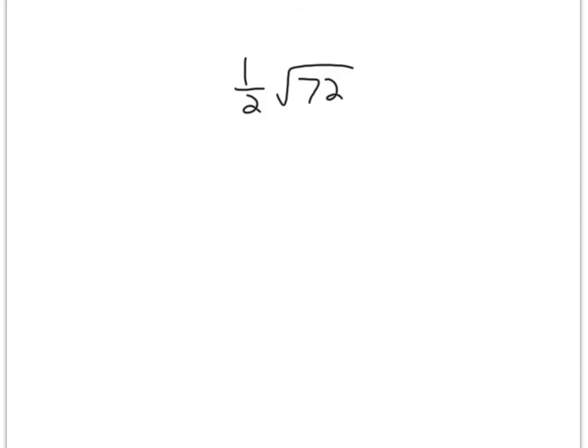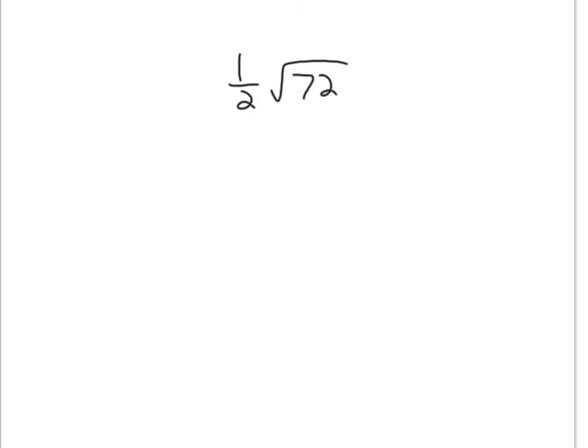So this says 1/2 times the square root of 72. So I'm going to leave the 1/2 times the square root of 72. So I need to figure out some perfect square factors of 72. Well, I know 72 can break down into 1 times 72. It can break down to 2 times 36. And voila, I've got a perfect square number right here. That's going to be the highest perfect square that goes into 72.